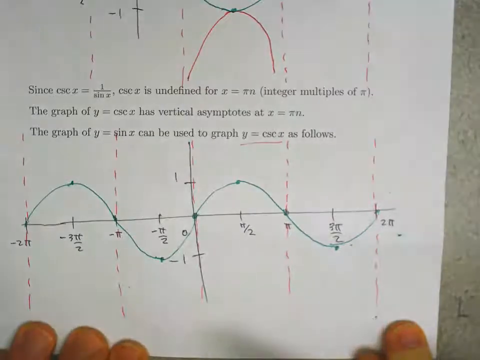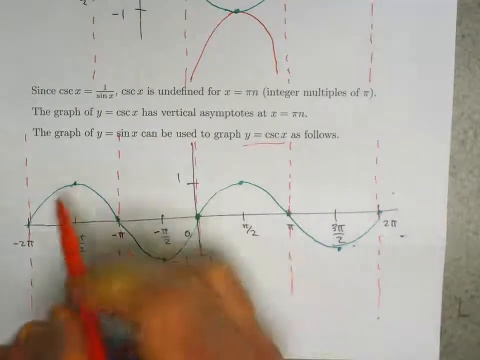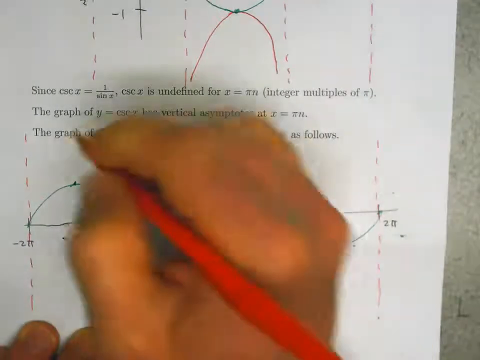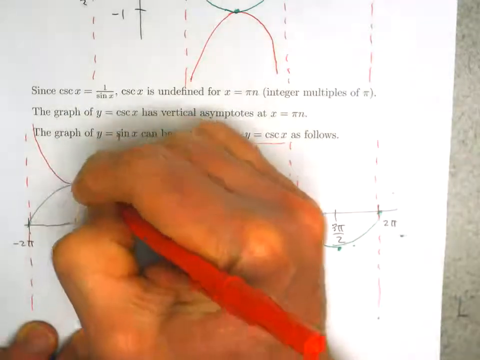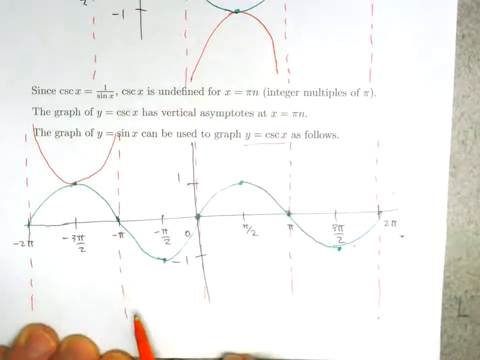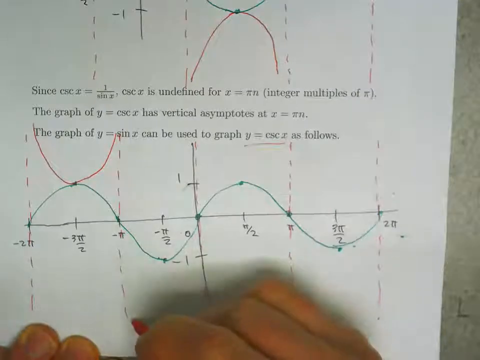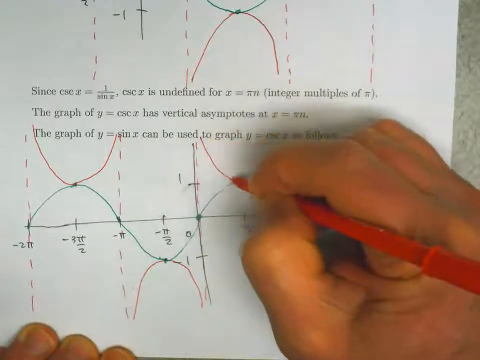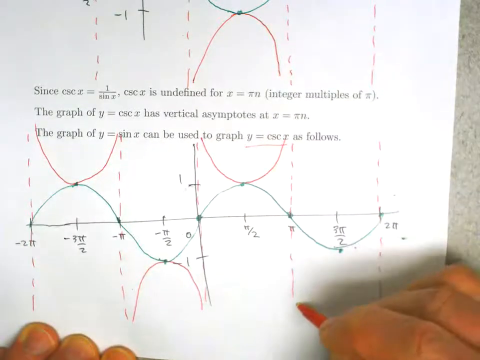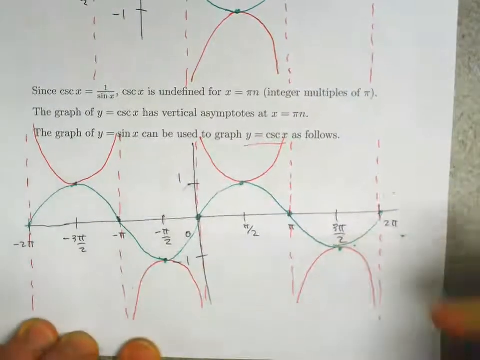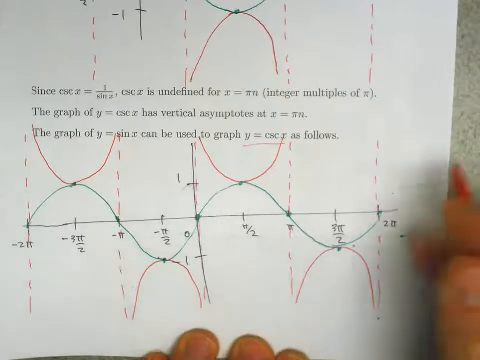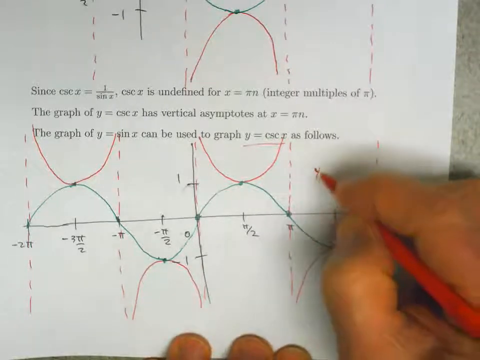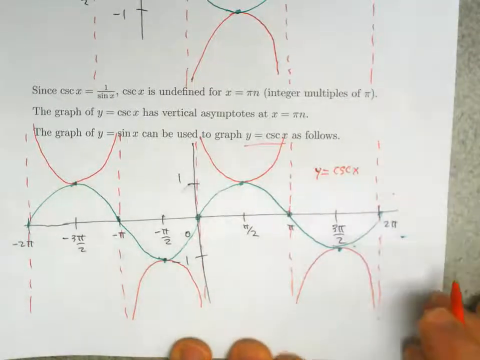So the graph of y equals cosecant of x between negative 2 pi and negative pi will look something like this, between negative pi and 0, like that, and so on. Okay, so y equals cosecant of x is the graph in red.